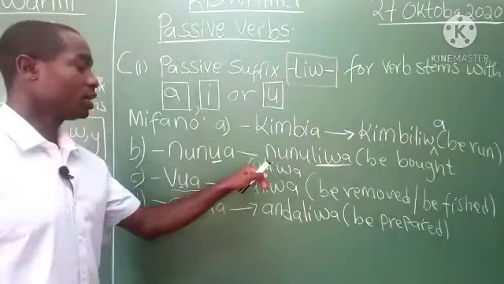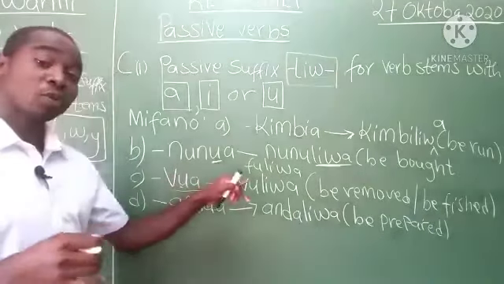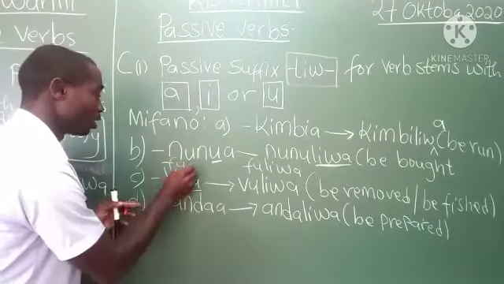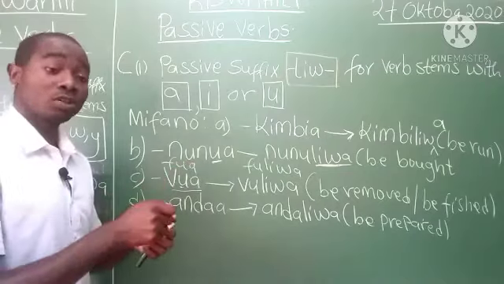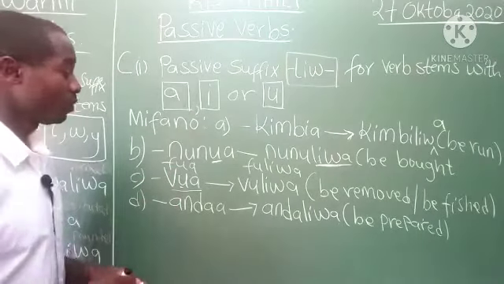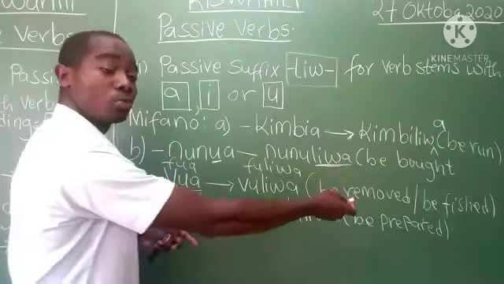Fuliwa. Fuliwa is to be washed. So we can also include this fuliwa in this category. So here will be fua, to wash clothes. Fuliwa, the cloth to be washed. Sawa. So we have here fuliwa, to be removed or to be fished.